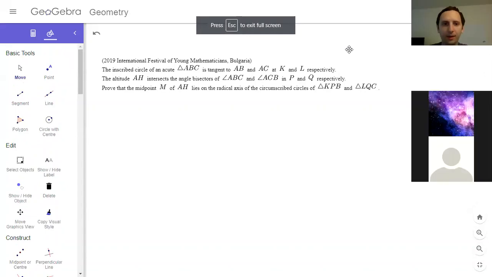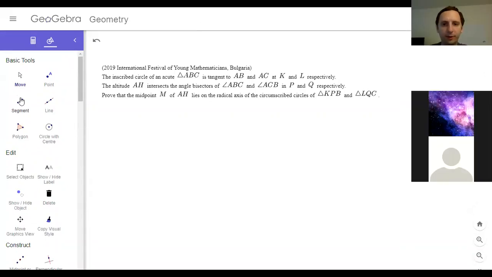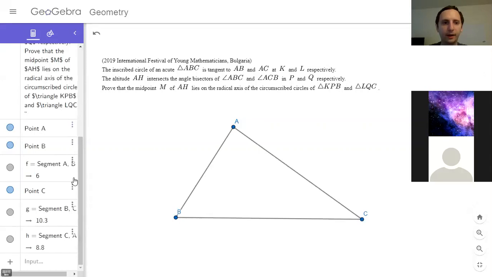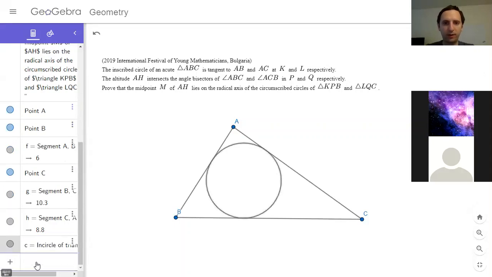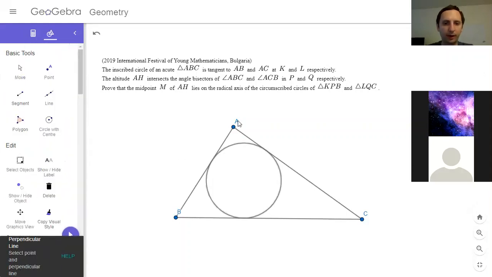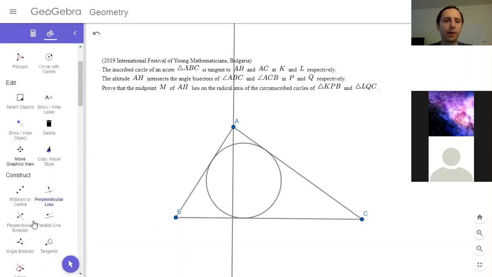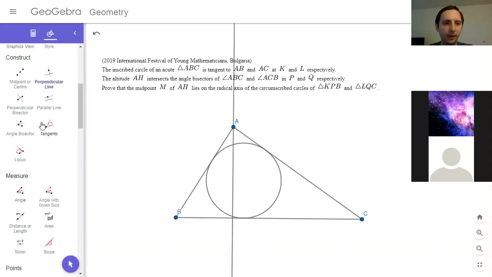2019. So we have the incircle of a triangle ABC, and it's tangent to AB and AC at K and L. All right, so I'm going to draw that. We draw the altitude AH, and we see where it intersects the angle bisectors of ABC and ACB.